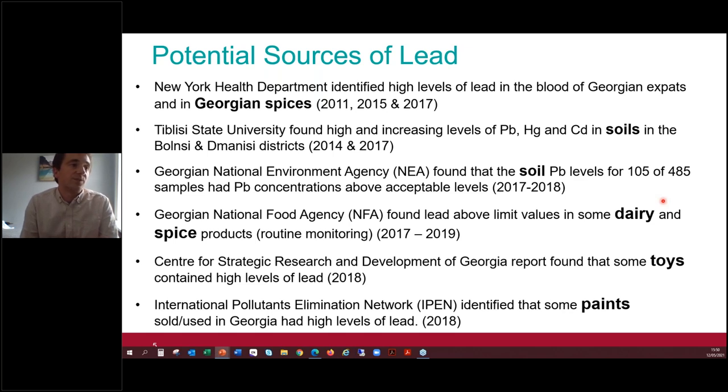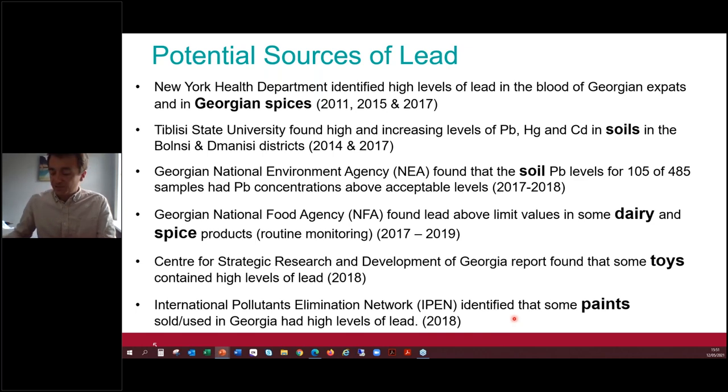The Georgian National Food Agency has identified some dairy and spice products as being above lead limit values. And there are also some toys that have been sold in Georgia that have been found to contain high levels of lead. And the International Pollutants Elimination Network identified that some paints still being sold and used in Georgia had high levels of lead, and that was fairly recently, in 2018.